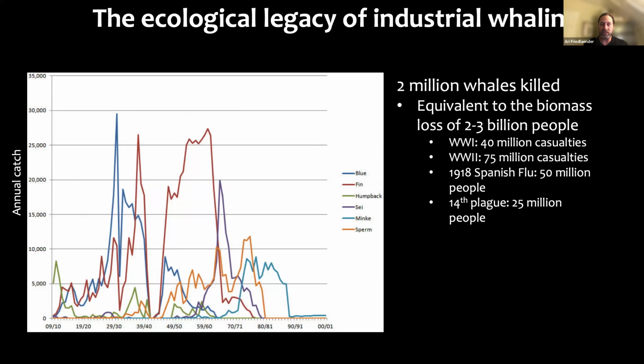And what Matt's done here is he's shown sort of what the equivalent was in terms of biomass of how many whales were removed from this ecosystem, because it's hard to think what 2 million whales weighed and what that's equivalent to. But it's the equivalent to the biomass of 2 to 3 billion people on our planet, which would be about a third of our entire population right now. And under that, you can see some of the kind of horrible catastrophic things that have happened, how many people they removed, and how minuscule that is in biomass relative to how many whales were taken out of this environment.